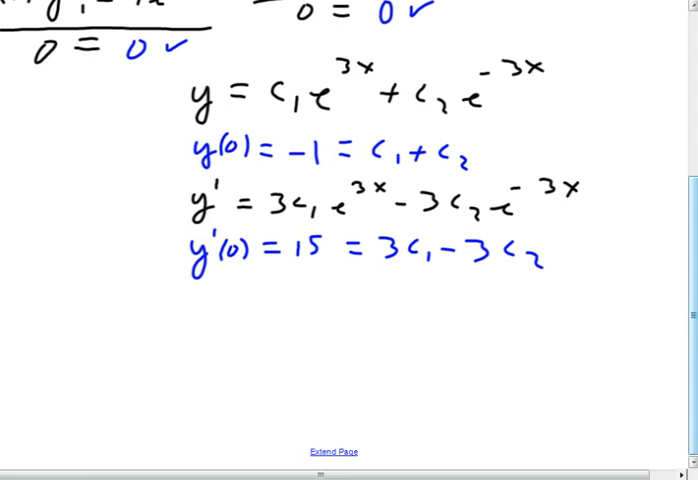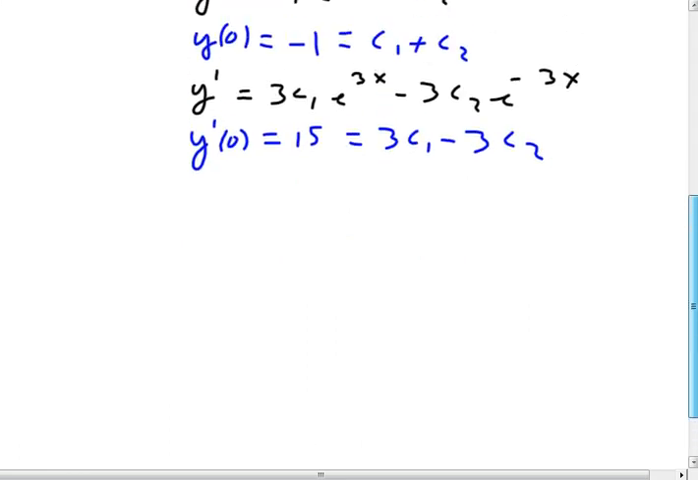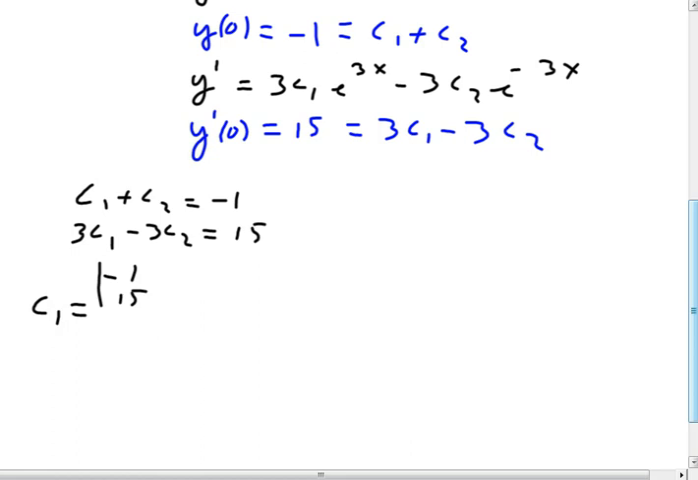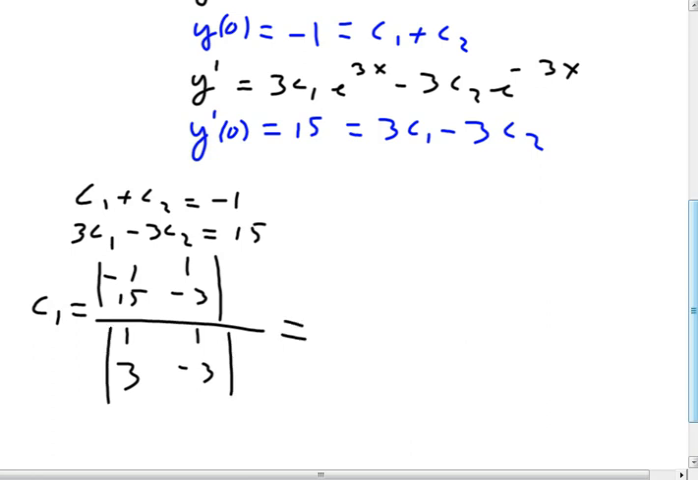Okay. So now we're in our 9th grade algebra class with two equations and two unknowns. We have c1 plus c2 is equal to minus 1, and 3c1 minus 3c2 is equal to 15. And of course we would use Cramer's rule to solve this because any other way would be ridiculous. So c1 is the determinant with minus 1, 15, 1, minus 3 divided by the determinant 1, 3, 1, minus 3. On the bottom I got a minus 6.